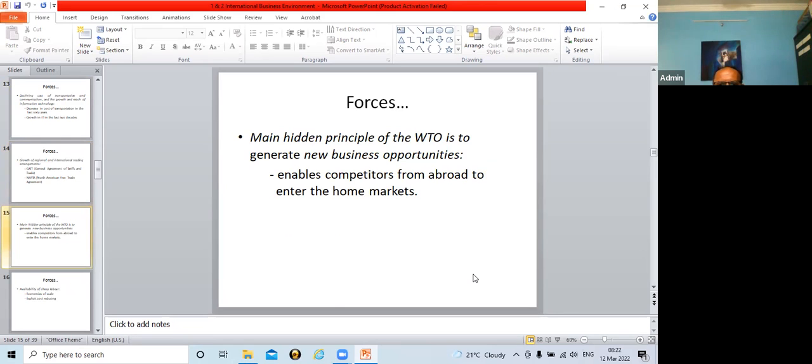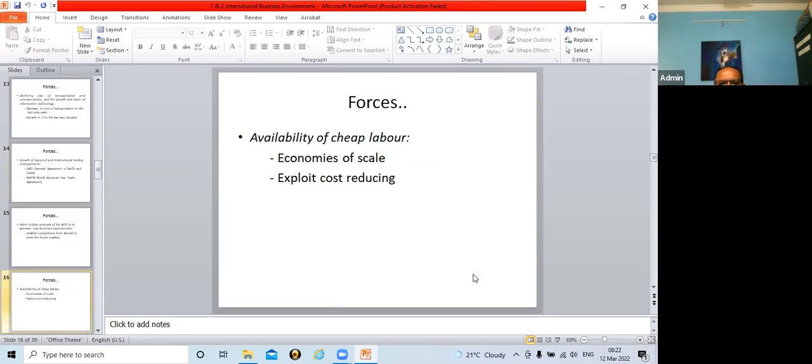Then WTO, World Trade Organization, which is organizing all abroad businesses. Then availability of cheap labor, particularly this is the feature of China and India. So availability of a reasonable amount of labor is there. And that is why in India, most of the IT companies are having business in India, or foreign companies are hiring Indian talent in IT sector.